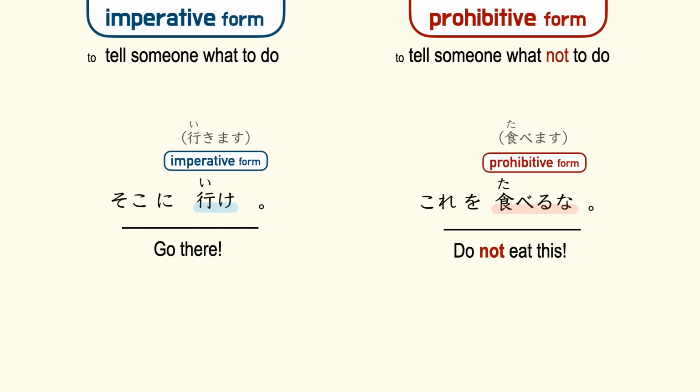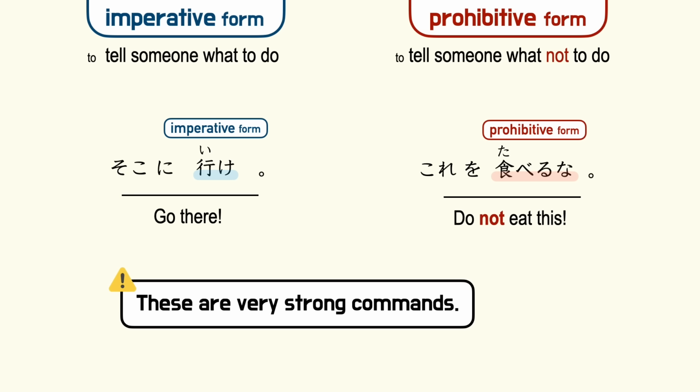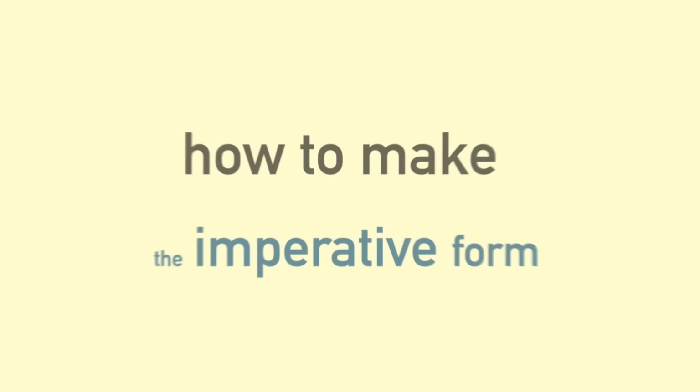これを食べるな. But be careful, these are very strong commands. So unless you use them in the right context, you may sound rude or even hostile. So in this video, we will first learn how to make these forms and then when it's appropriate to use them. Alright, first how to make the imperative form.